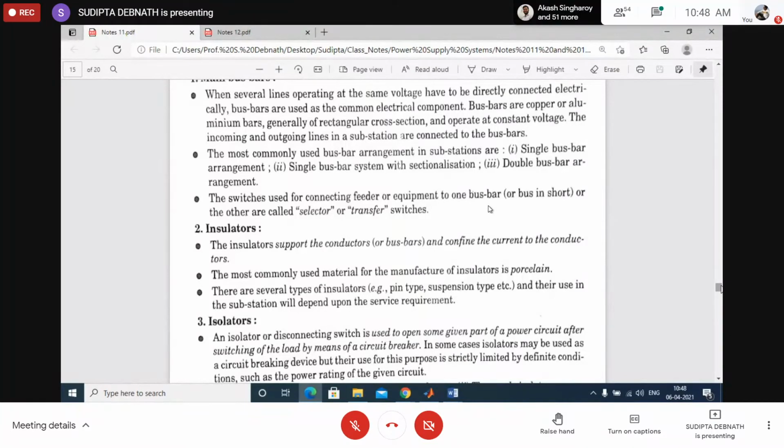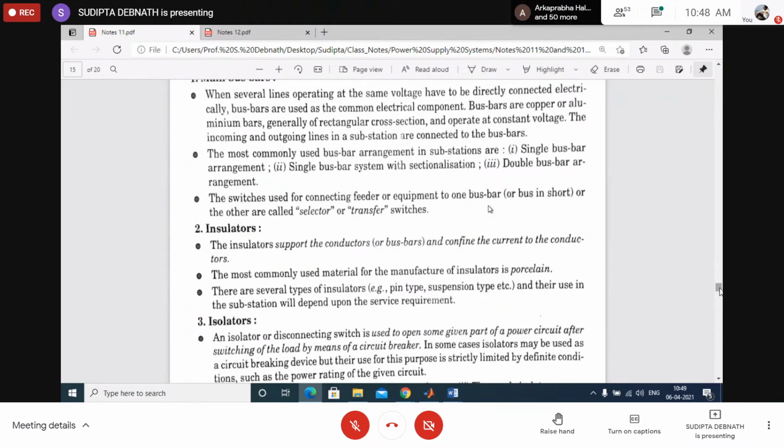So insulators actually support the conductors and confine the current to the conductor. So the current from the conductors does not flow to the ground through the towers. So insulators confine the current in the conductors. They are made of porcelain. There are different types of insulators, pin type, suspension type, and other types that you will find out.